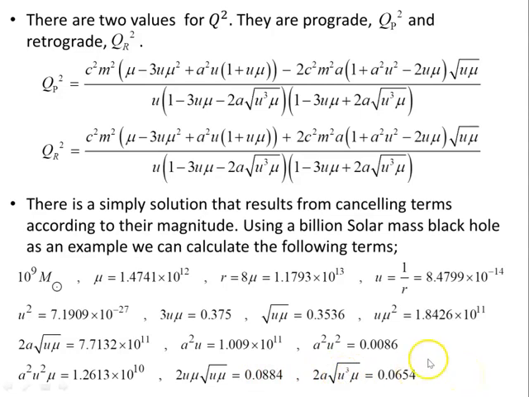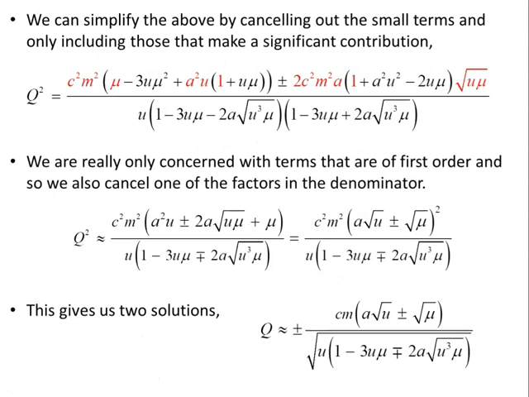So there are terms that are minuscule compared to mu on its own up here. This 3u mu, 0.375, actually I need 3 u mu squared. Well, u mu squared is order of 10 to 11, so that stays. But there are some other terms up, like this a squared u squared. Well, a squared u squared here, that's very small compared to mu. So there are some terms that can effectively drop out. Okay, we can simplify the above by cancelling out the small terms and only including those that make a significant contribution. So the ones that make a significant contribution for q squared are the ones in red here.